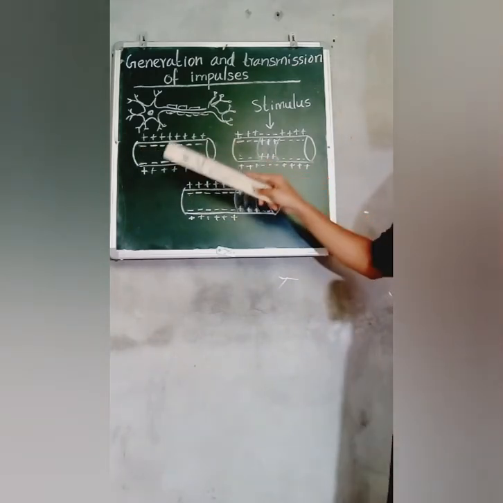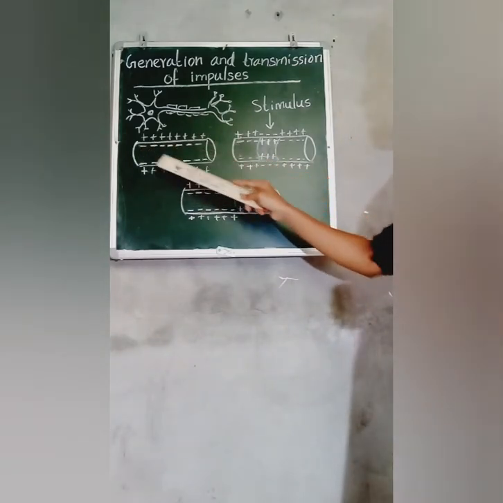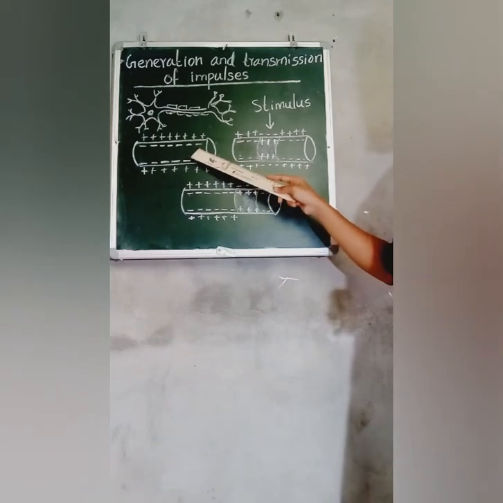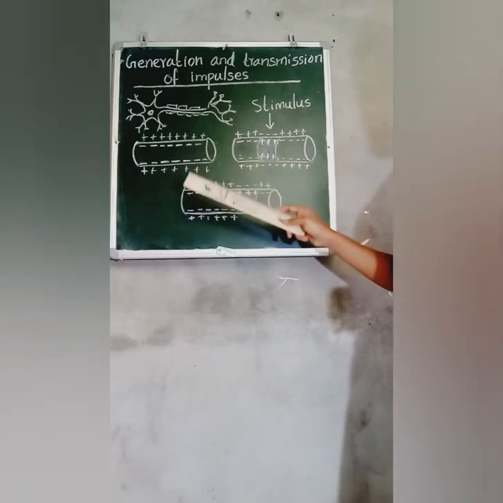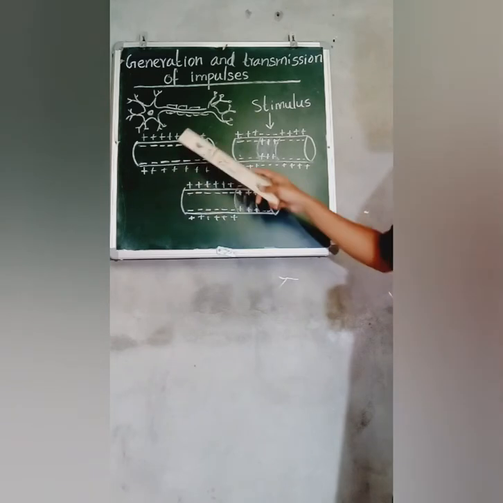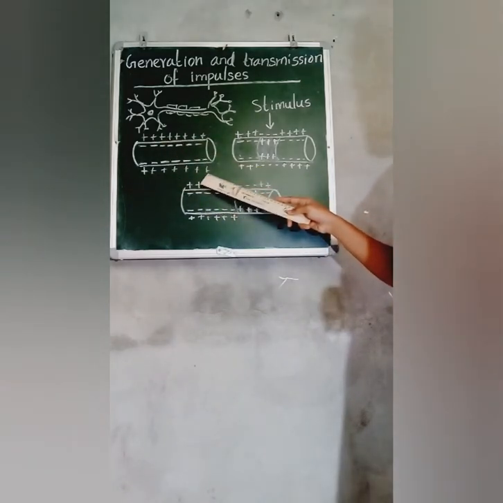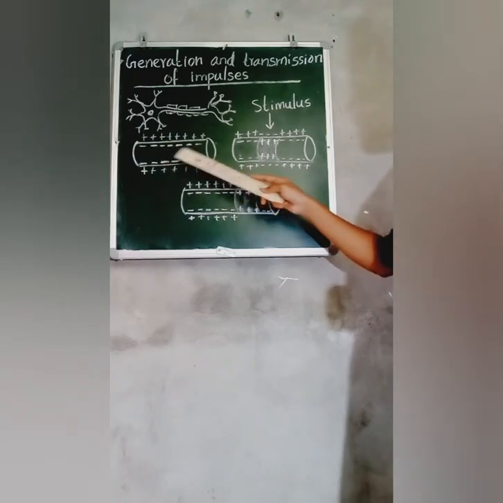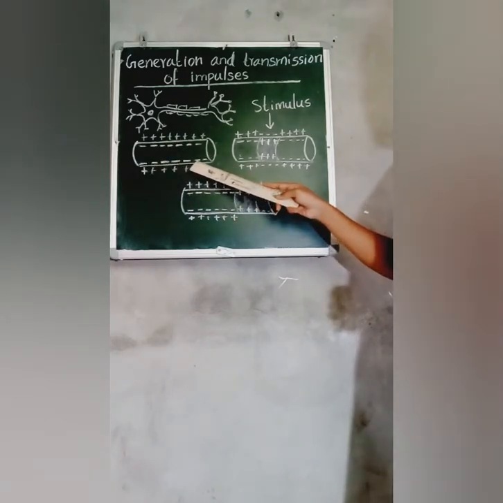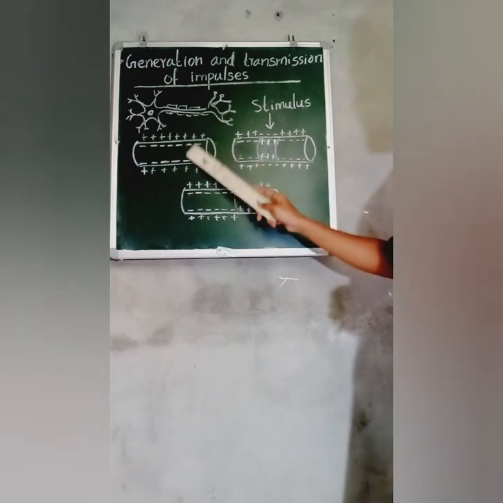And here you can see certain charges, positive and negative charges. Where is the location of the positive and negative charges? Yes, the positively charged ions are located in the outer part of the plasma membrane and the negatively charged ions are located in the inner part of the plasma membrane. And this is the first stage.